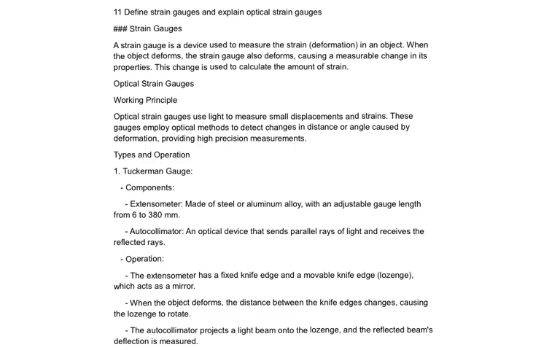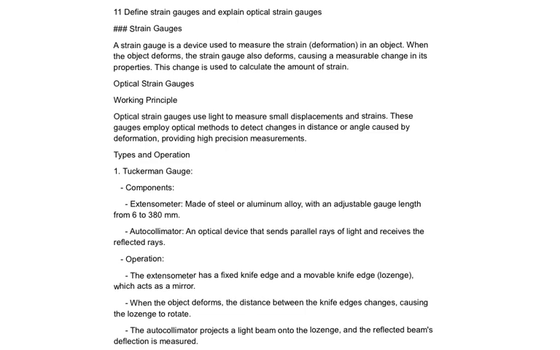Optical strain gauge working principle: an optical strain gauge uses light to measure a small displacement and strain. These gauges employ an optical method to detect the changes in distance or angle caused by deformation, providing high precision measurement. There are different types of optical strain gauges. The first type is the Tuckerman gauge. So what do you mean by Tuckerman gauge?